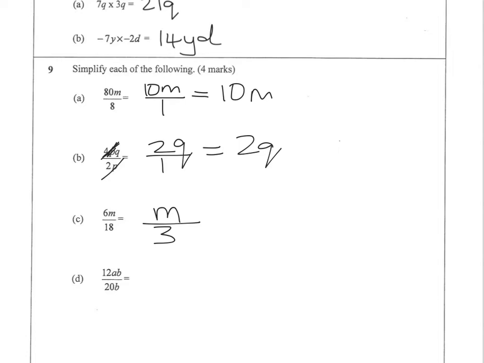12 and 20, 4 goes into both. 4 goes into 12 3 times, and into 20 5 times. The b's will cancel each other out, and we are left with an a on top.